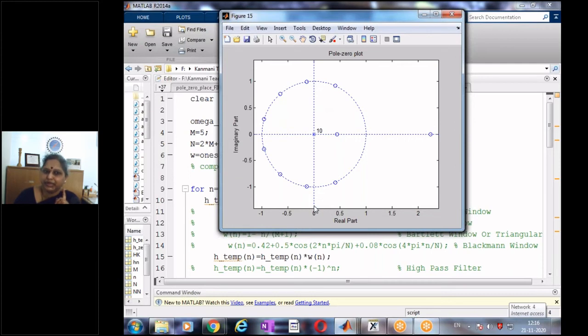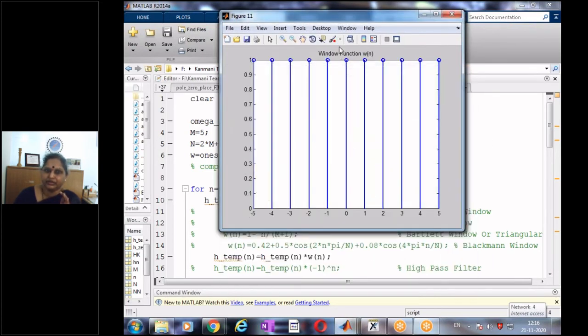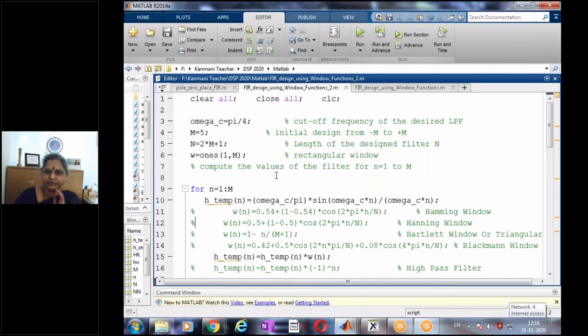I have chosen my length of my filter as 11 and my cutoff frequency is around pi by 4. So I have 1, 2, 3, 4 zeros here occurring in complex pairs. So I have 8 and then the two 10s, and I have 10 poles at the origin. So this is how my pole zero plot is for the filter length being 11. Now let me make it, say, 10.